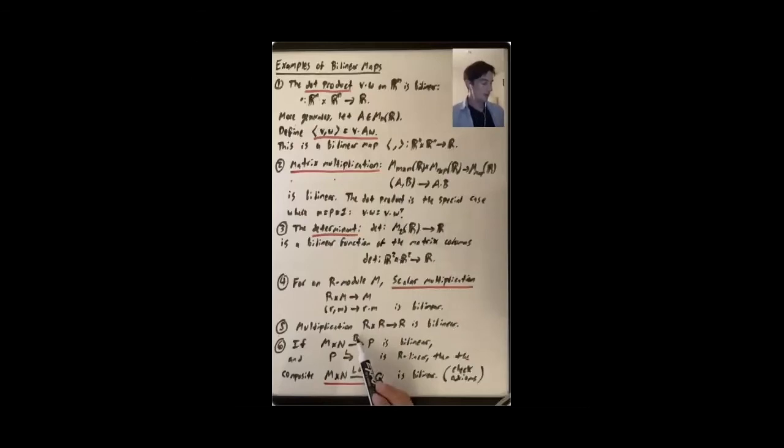If you have a bilinear map from M cross N to some R module P, and then you have an R module homomorphism from P to some other R module Q, then you can compose them because the codomain over here is the same as the domain over here. And the composite from M cross N to Q, L following B, that is bilinear.